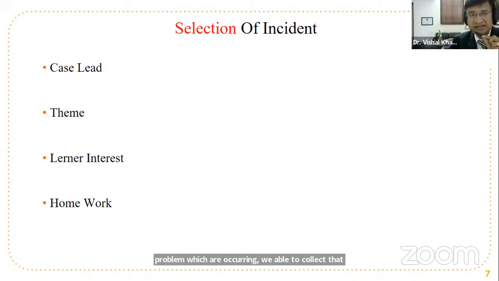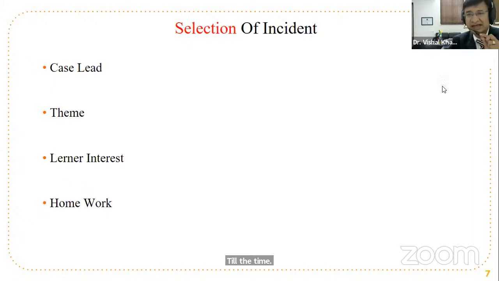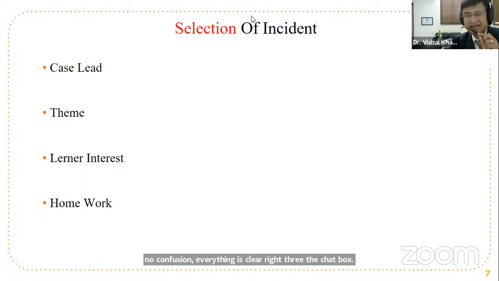So my dear participants, any confusion to anyone till now? If there is no confusion and everything is clear, write 3 in the chat box. Write 3 in the chat box. I'm waiting.